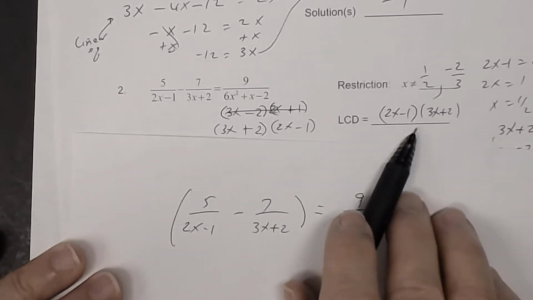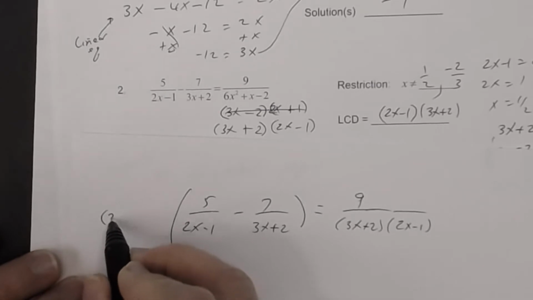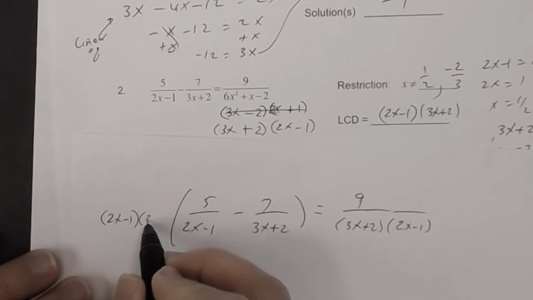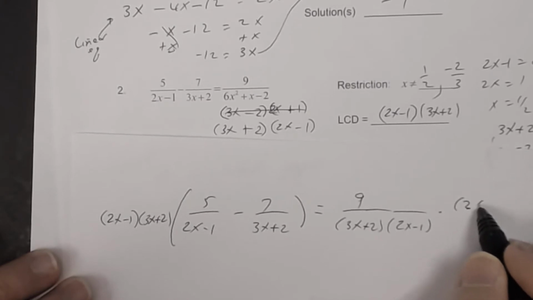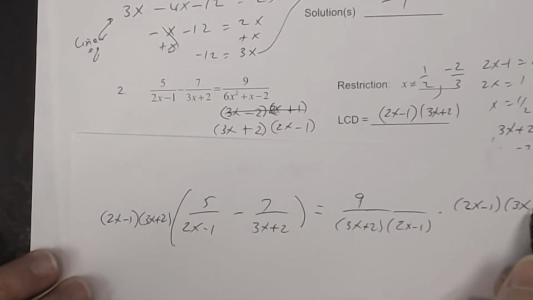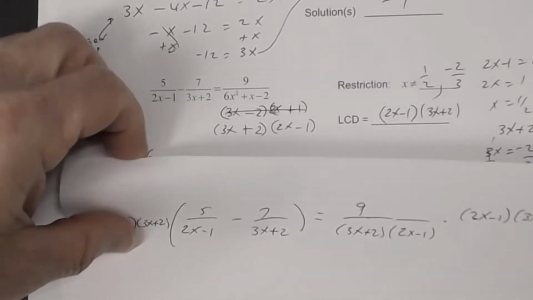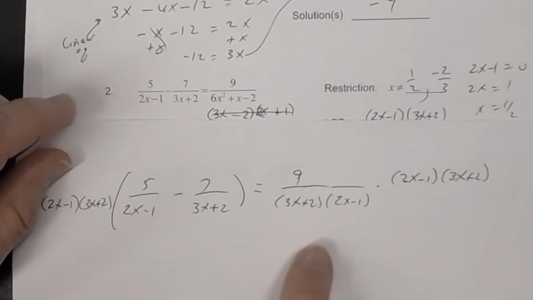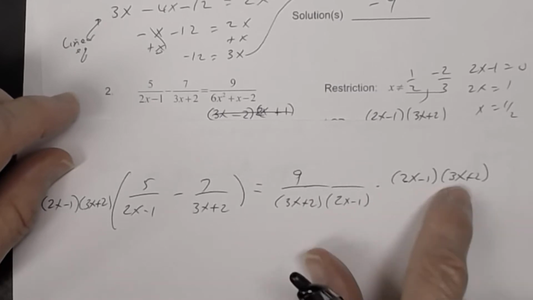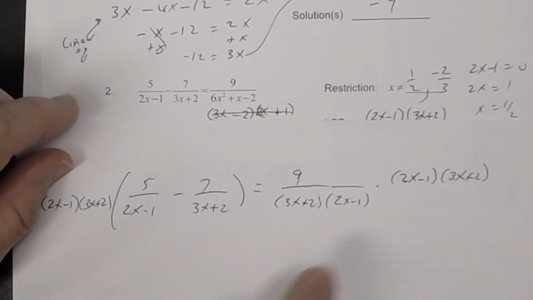So remember, your LCD is this. So you're going to say 2x minus 1 times 3x plus 2. Over here, 2x minus 1 times 3x plus 2. So again, notice the reason why I asked you not to write it like this, but to use your factors, because these factors are listed. Okay, you can see them.